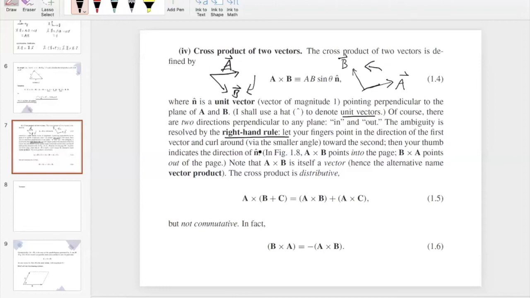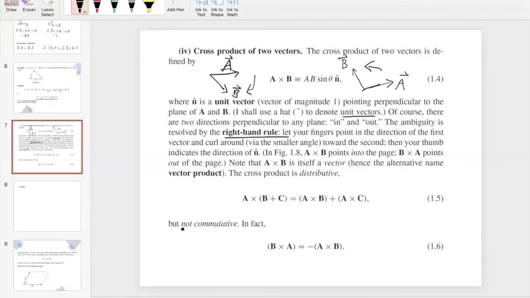Okay, this is the right hand rule, and when you do the cross product, you need the right hand rule. Note that A cross B is a vector. So the alternative name of cross product of two vectors is also vector product. The cross product is distributive. For example, if you have A cross (B plus C), it equals A cross B plus A cross C. Okay.